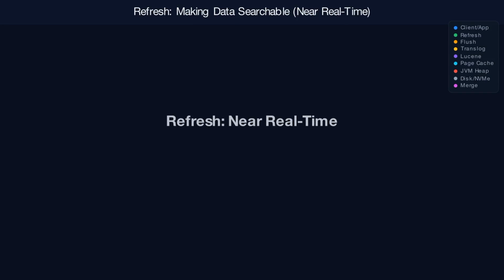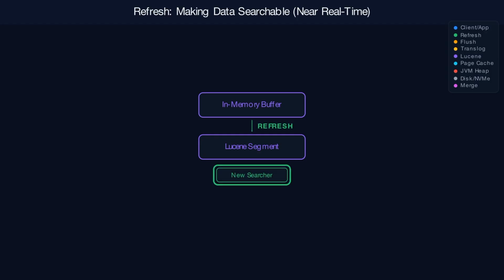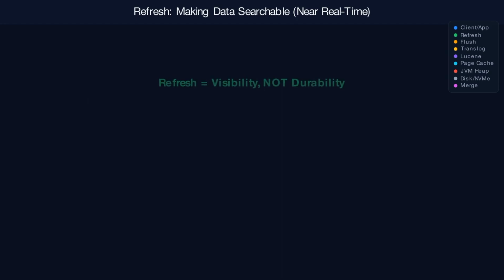Now the first key concept, refresh. Elasticsearch is near real-time, or NRT, not strictly real-time. A refresh opens a new searcher on recently written Lucene segments, making those documents visible to search queries. Think of it like a library that shelves new books every minute. The books arrive at the desk immediately, but readers browsing the shelves cannot find them until the librarian files them. That filing step is the refresh.